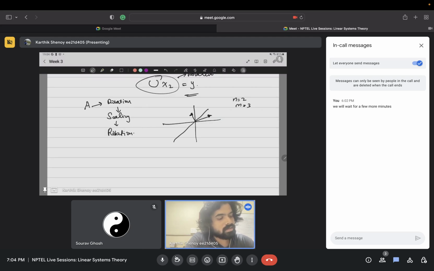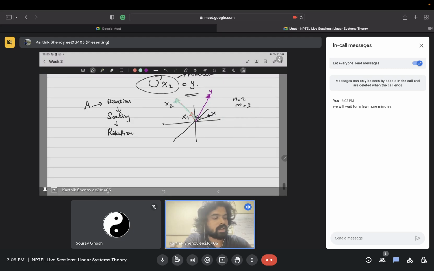So, first it rotates to R2, I will draw it in some other color. Then it scales, let us say my scaling is this much, it scales according to sigma, and now it again rotates. Now rotation is in R3, correct. So it rotates to some new vector, this is my y. So I had x, x1, x2, y. That is what is happening for a matrix.